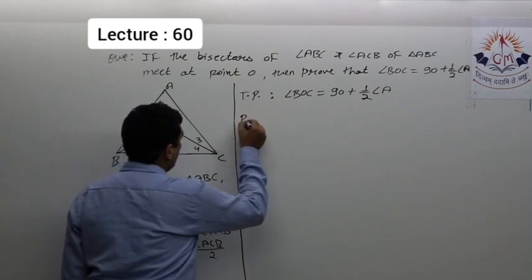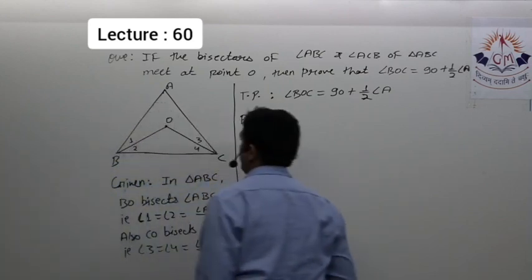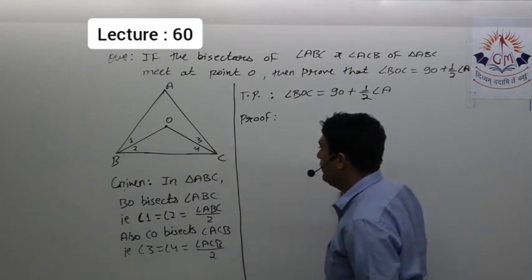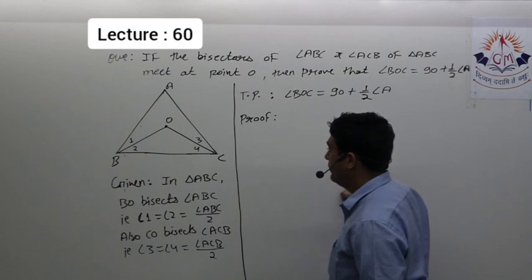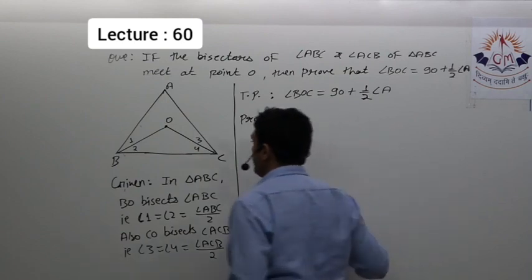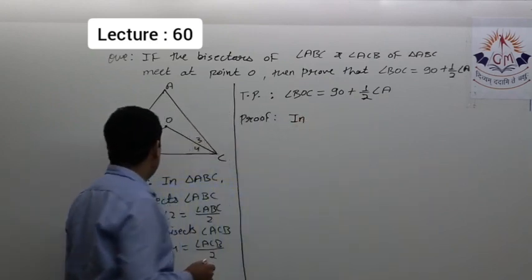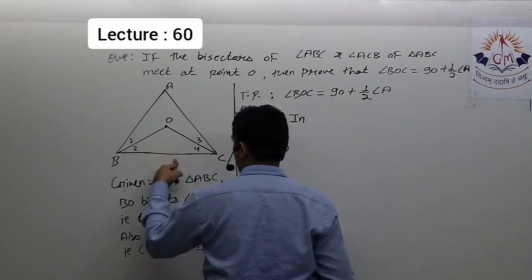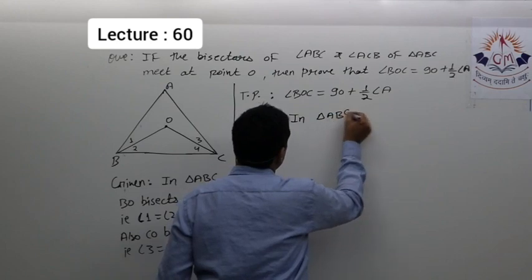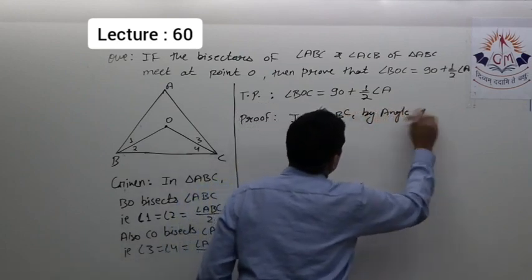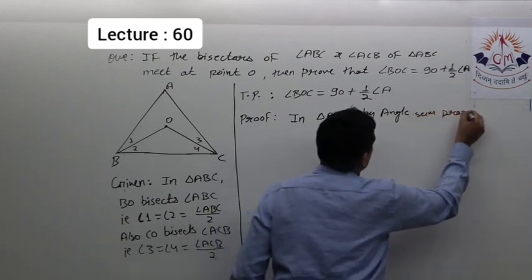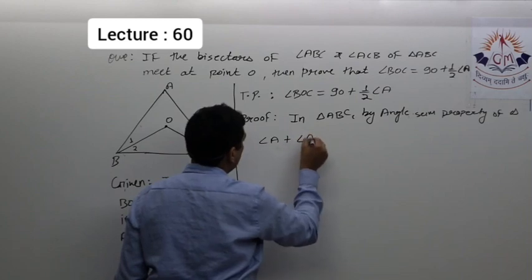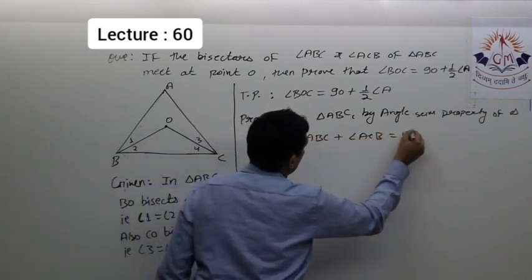Okay, now let us see its proof. See, in triangle ABC, by angle sum property of triangle, I can write angle A plus angle ABC plus angle ACB is equal to 180 degree.